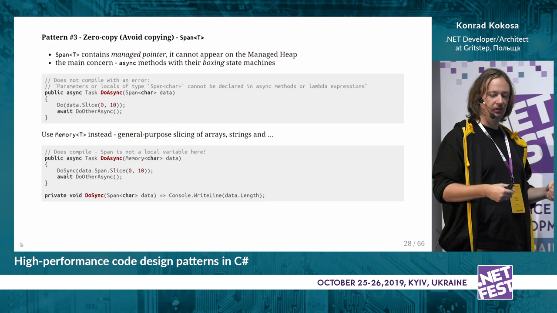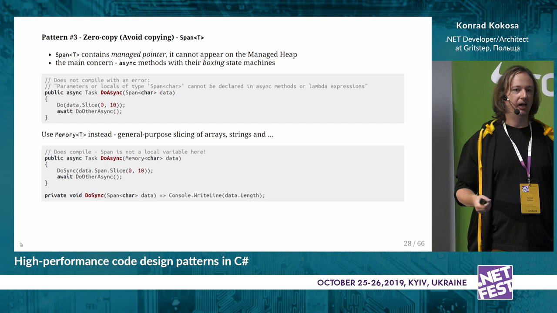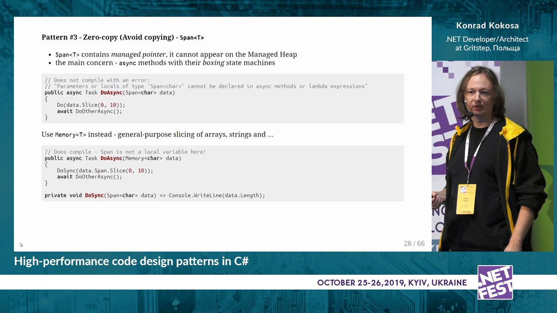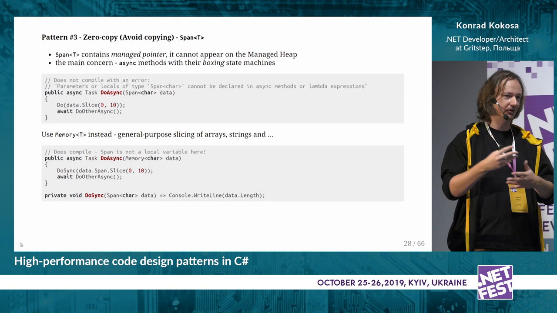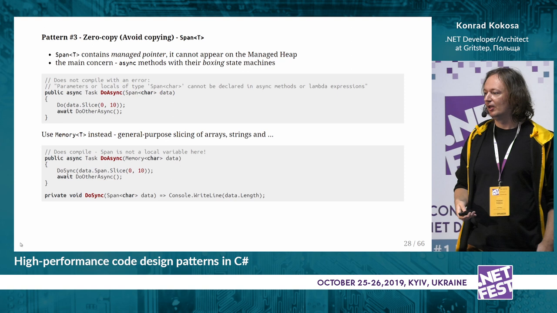So we will also be meeting very often such a pattern that there is an async method that accepts Memory of T, and then you can fool the C# compiler by using a Span of T in the synchronous part of this async method. We are just splitting the processing from the async part to the synchronous part, and the synchronous part can use span. But yeah, this is the idea behind it.